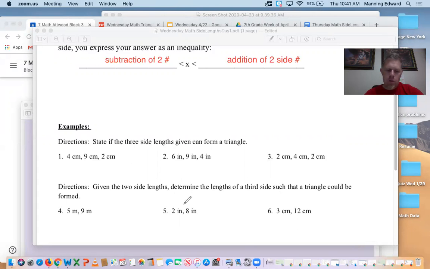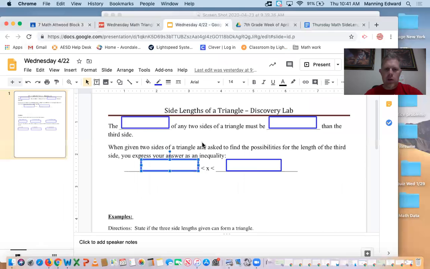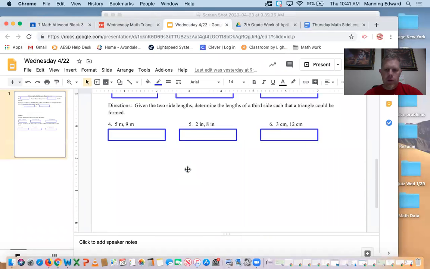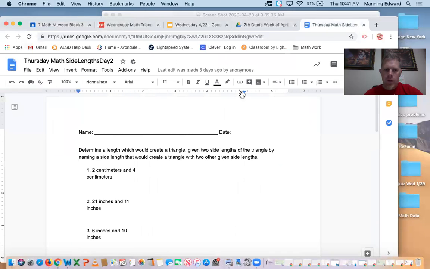So, leave multiple answers on this one. All right, guys, let's take a look at something else. This was something that you guys should have turned in using this thing, and then I can grade it. All right, this is what you guys are working on for today.